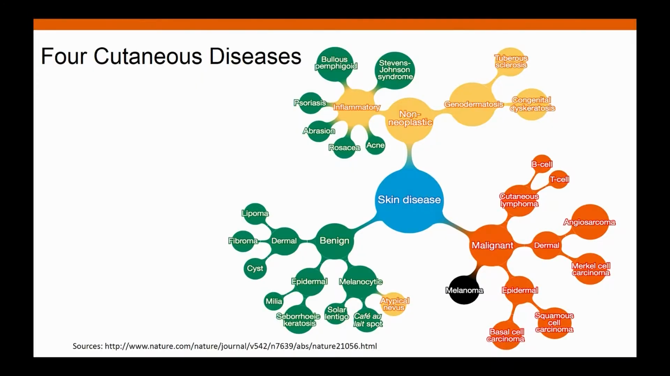Here is the structure of the cutaneous diseases, and there are three main kinds. I also put the position of the diseases that we actually use in our experiment. The psoriasis belongs to the first main kind of skin disease. The SK, also the melanocytic nevus, belong in the same benign kind. And the basal cell carcinoma is under the malignant category.